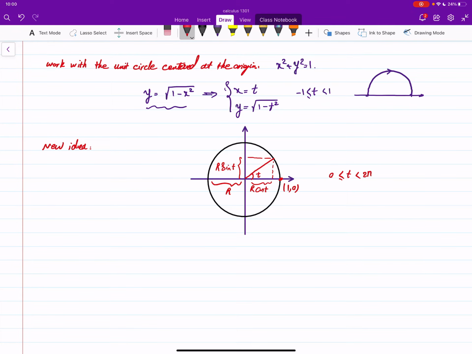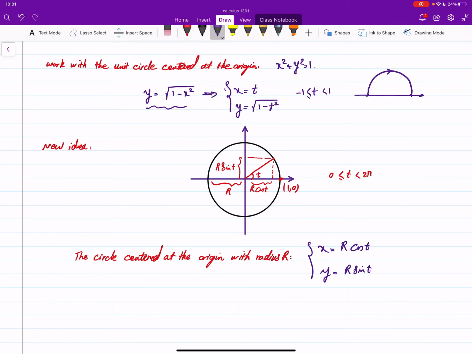So I will write it here. The circle centered at the origin with radius r is given by this parameterization: x is equal to r cosine t, y is equal to r sine t. And it is enough for t to go from 0 to 2 pi. Okay, go around once, starting from (1, 0), and then go around.